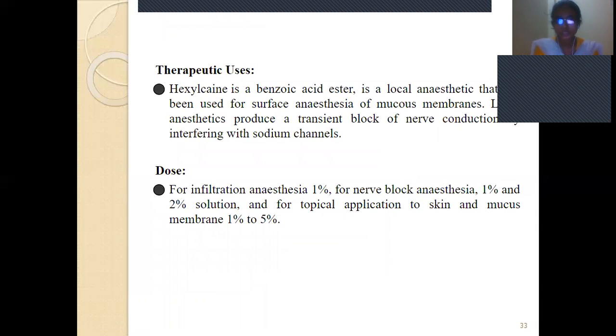Next, therapeutic uses. It is a benzoic acid ester. It is a local anesthetic that has been used for surface anesthesia for the mucous membranes. It will produce a transient block of nerve conduction by interfering with the sodium channel. So it is mainly used as a surface anesthetic by blocking nerve conduction by interfering with the sodium channels.